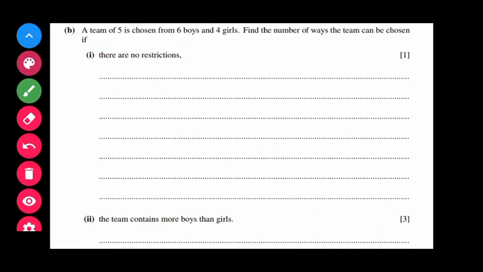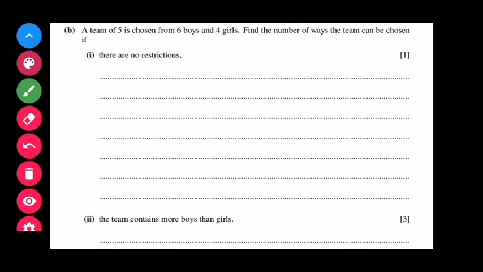So it's very simple, as there is no restriction and it is meant for chosen. It is combination. So totally we have 6 boys and 4 girls. That means totally 10 people. Out of that, choose a team of 5 members. So we get it as 10C5. Do calculation. We get 252 as answer. Okay, it's very simple. Let's go for next question.